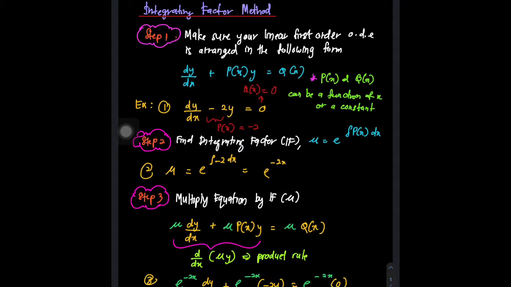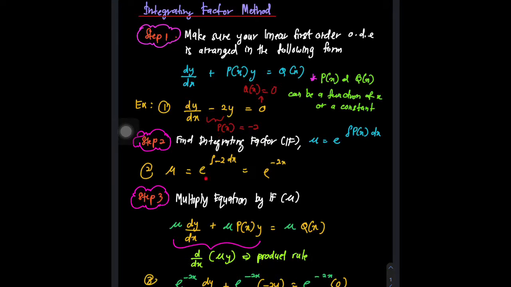Okay, step 2, you need to find out the integrating factor, or IF. Normally, we denote it as mu. So, how to get the IF or integrating factor? Mu is equal to e to the integral of your p(x) with respect to x. Okay, so we try to look at the previous example, dy over dx minus 2y is equal to 0. So, since we already identified our p, how to get our integrating factor mu?